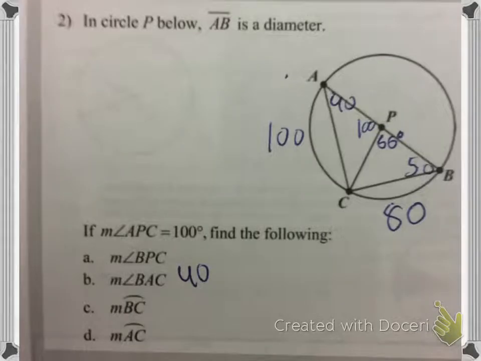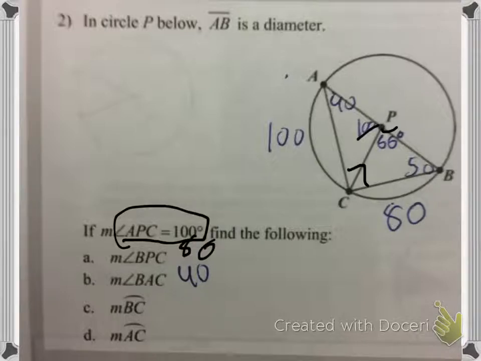And in circle P below, AB is the diameter. So that means that this is 180, which makes this 90 degrees. It says that if the measure of APC is 100 degrees, find the following. APC is 100, so that automatically tells me that BPC right here is going to be 80, because a straight line makes 180 degrees, so that'd be 180 minus 100, which gave me 80.